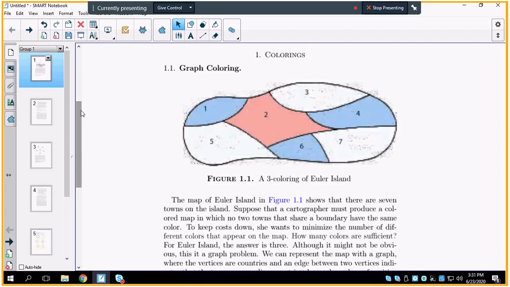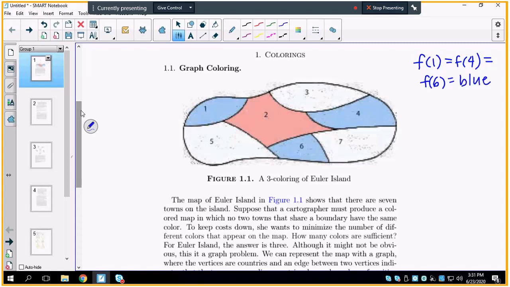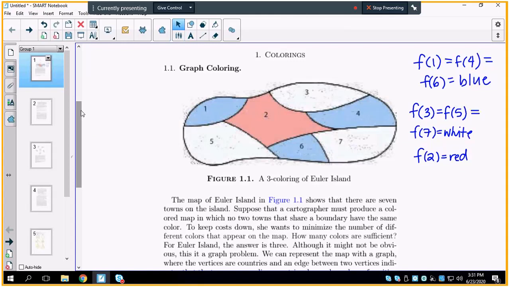In order to show that no more than 3 colors are needed, we just needed to find one 3 coloring. And here is a 3 coloring. We could say f of 1 is equal to f of 4 is equal to f of 6 is equal to blue. We can say f of 3 is equal to f of 5 is equal to f of 7 is equal to white. And f of 2 is red. This is a 3 coloring. So we've shown that 3 is definitely enough.